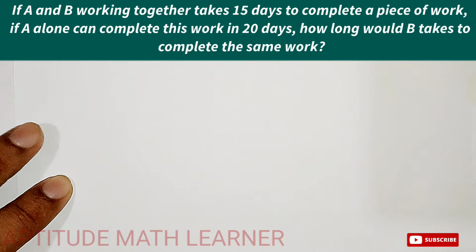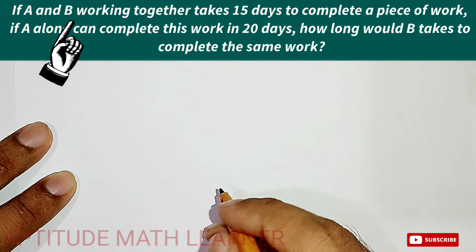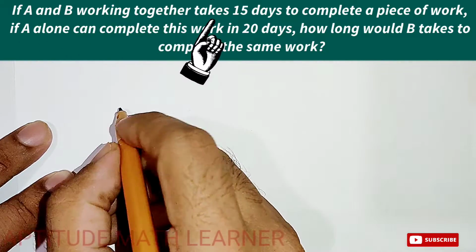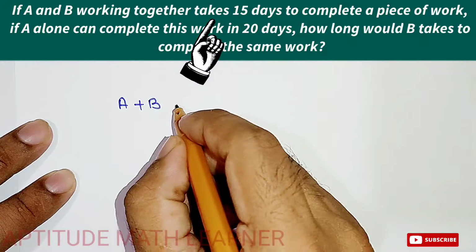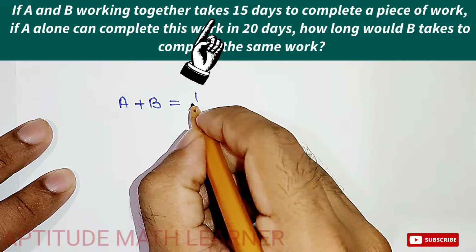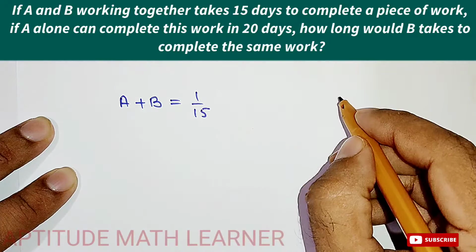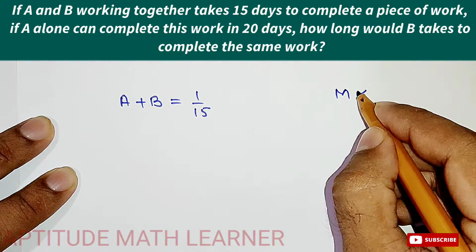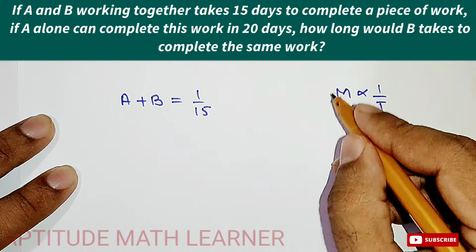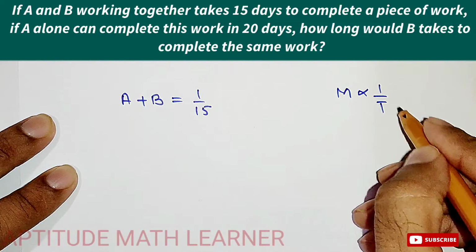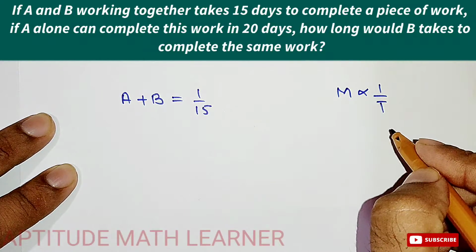So let's suppose A and B together can complete the job in how many days? A plus B together can complete the job in 15 days. So why have we written it like this? Here the number of men is inversely proportional to time. So what does this mean? If you increase the number of men, then the time will be reduced. So that's why we have taken inverse proportion.